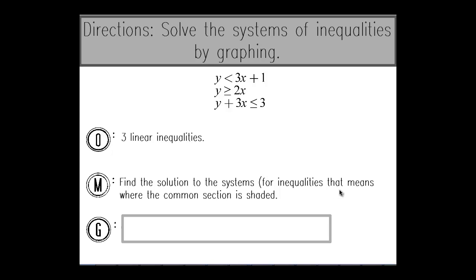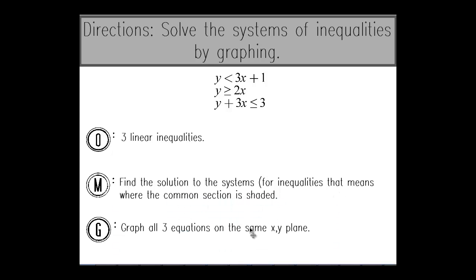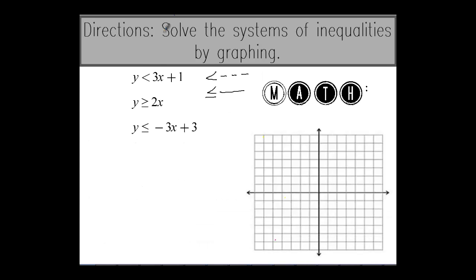For inequalities, that means where the common section is shaded. Our game plan is to graph all 3 equations on the same xy plane. We should notice that each of our equations is in slope-intercept form, so we're going to be able to use slope and intercept to graph.